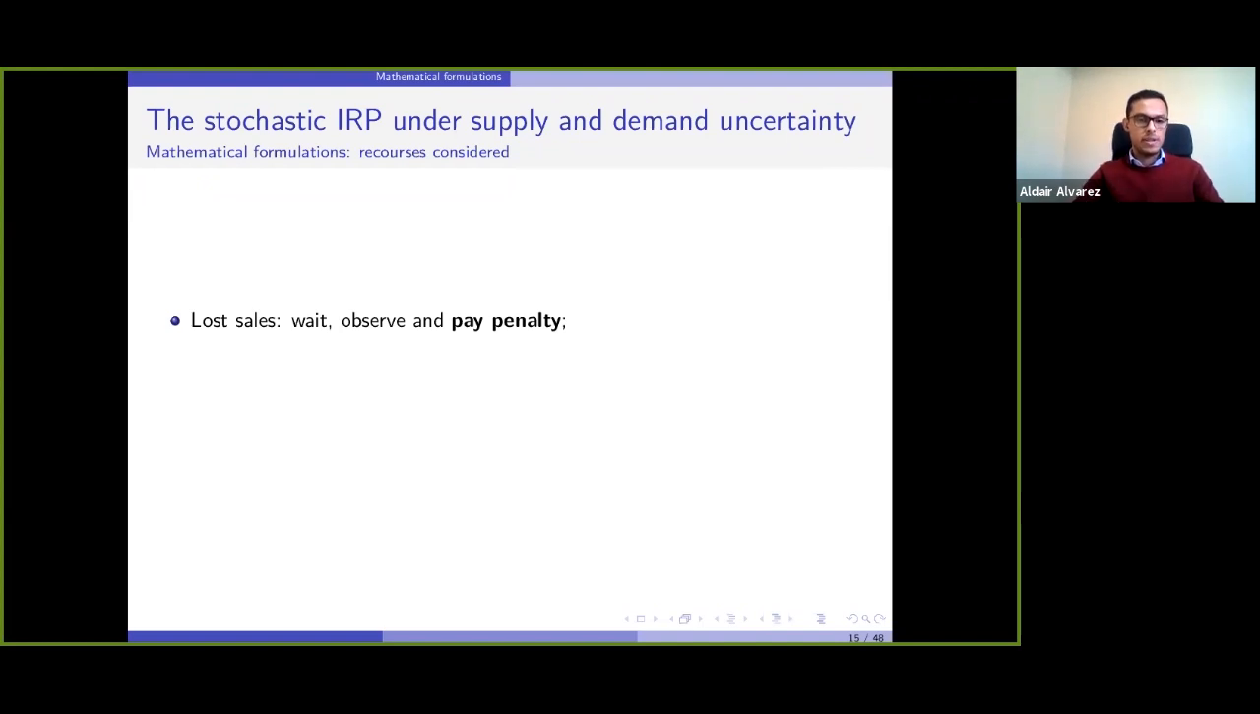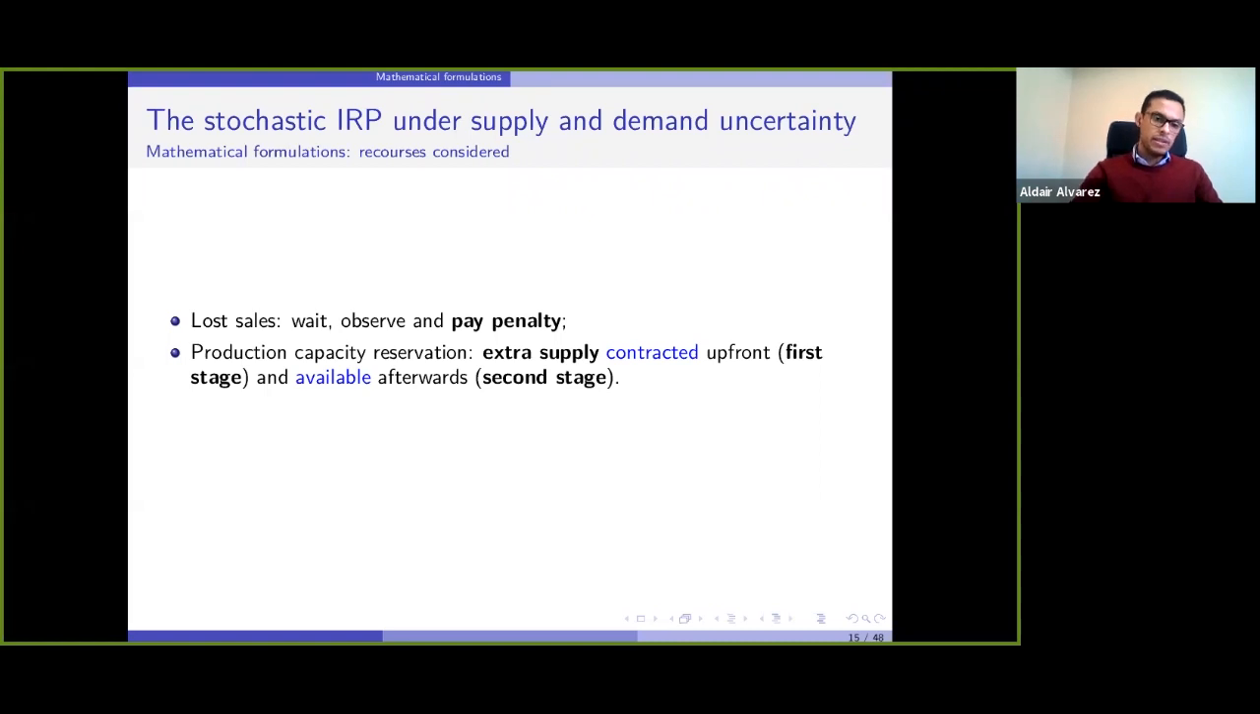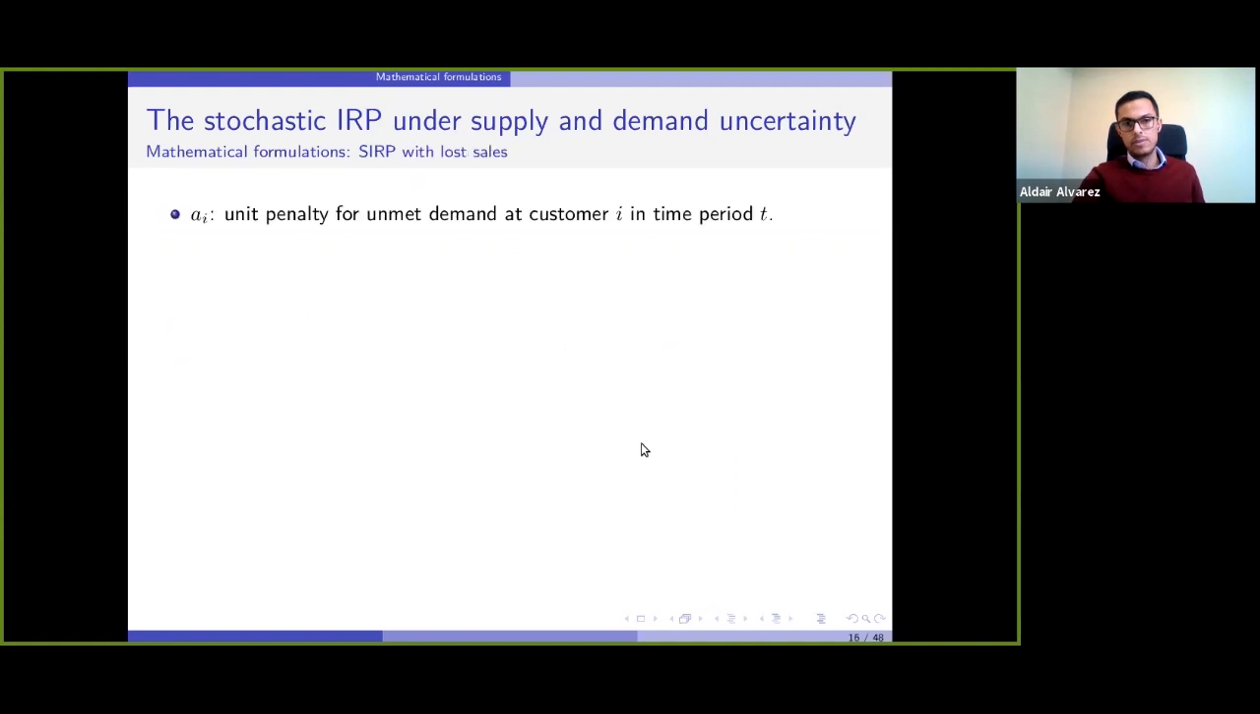And then for each unit of unmet demand in the second stage, we pay a penalty. So we consider that as lost sales. A second case was an extra source of supply in the second stage, given a contracting option in the first stage. This is a production capacity reservation setting that I'm going to describe in more detail next. But first, I'm going to focus on the lost sales. We propose mathematical formulations, models for both cases, which we solve using branch-and-cut algorithms.